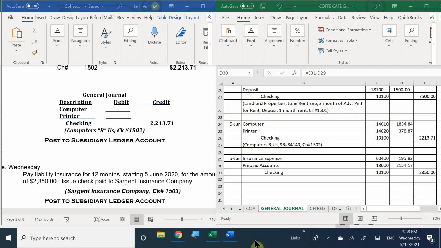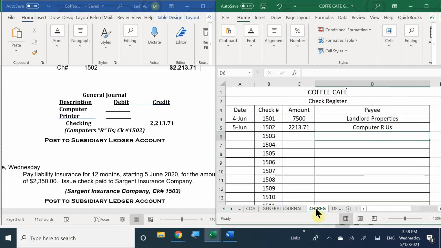Okay. So once again, let's figure out what check number we used by going to the check register. As I can identify, we're going to be using check number 1503 in the amount of $2,350 to Sargent Insurance Company, Co for short.